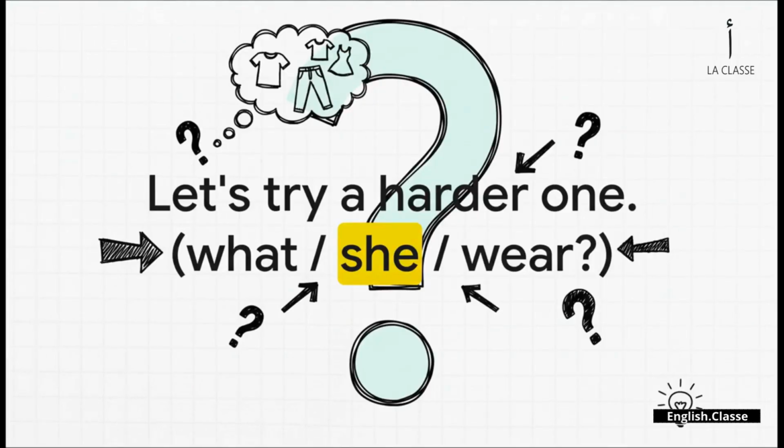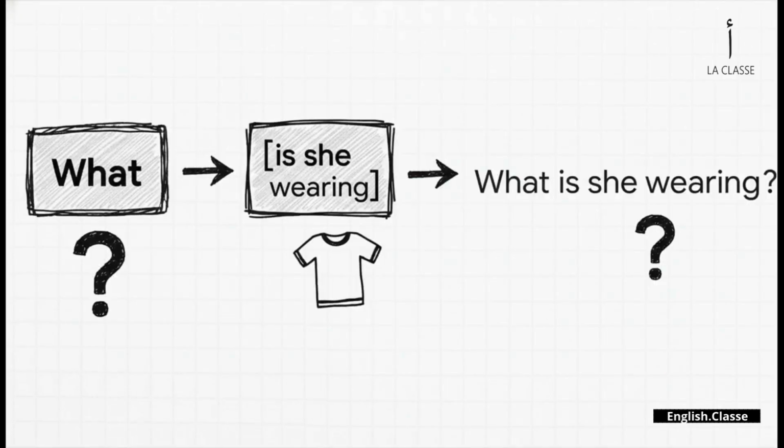Okay, let's try a harder one. Let's step it up just a little bit. What happens if we add a question word, like what? Where do you think that goes? The question word, like what, where, or who, always goes right at the very beginning. Then you just follow it with our usual question structure. Is, then the subject, she, and finally our ing verb, wearing. So we get, what is she wearing?